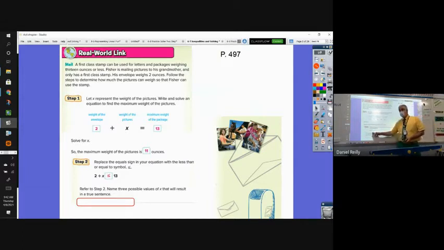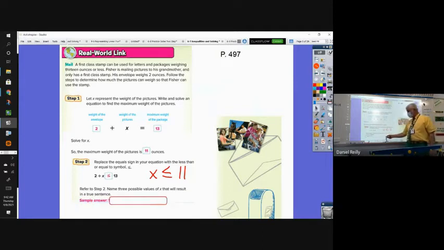So I could solve this inequality, and then I'll get an answer of x, that the weight of pictures has to be less than or equal to 11. Right? That the amount of pictures has to be less than or equal to 11. So what weights of pictures could I have in the envelope? Anything under 11, like 10 or 9 or 8. Okay, anything 11 or less. And that's what this says. Anything less than or equal to 11 is good. That's the solution to this inequality.